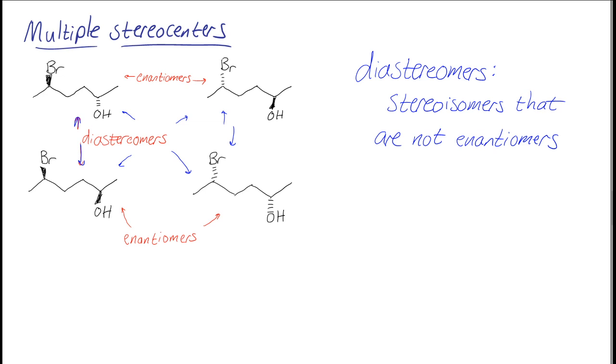All diastereomers are going to be B or C? No, they're going to be any kind of stereoisomers that are not enantiomers. So in this case, they're not E and Z. This is all R and S. This is all sp3 carbon.